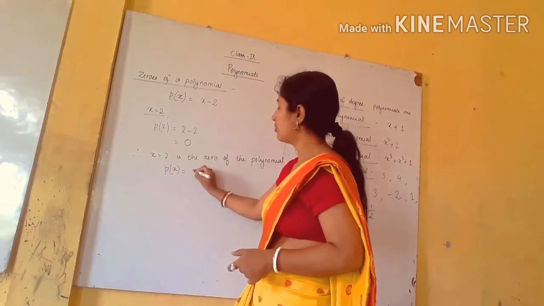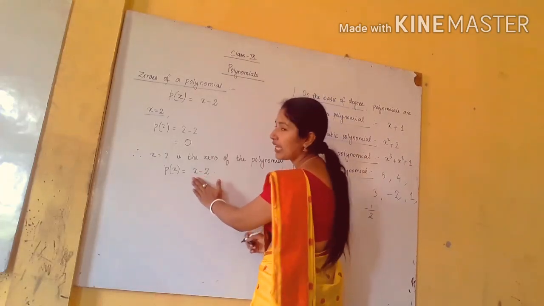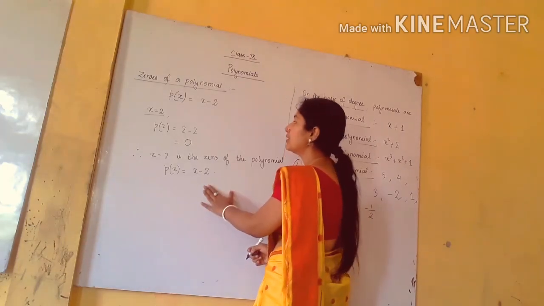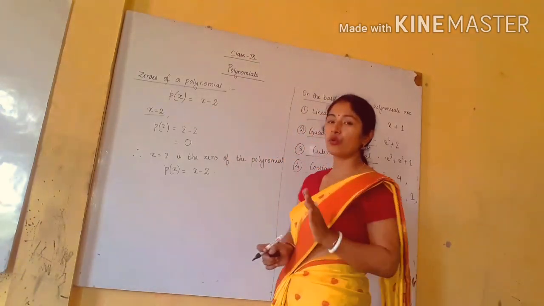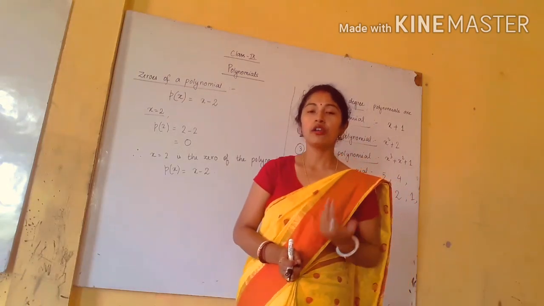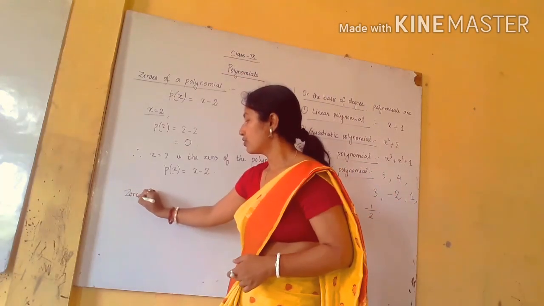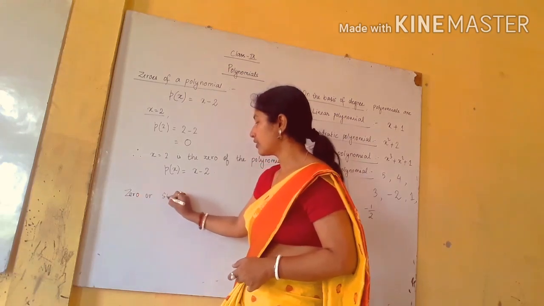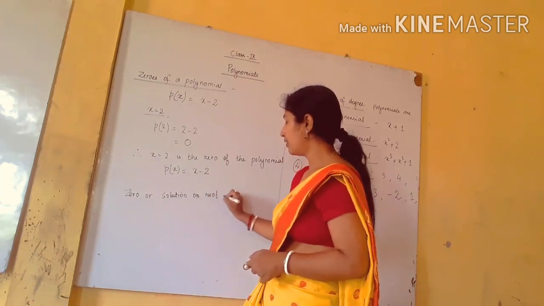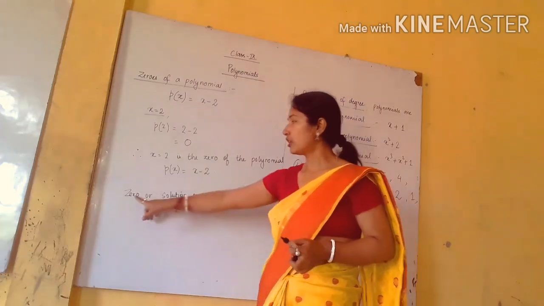Therefore x is equal to 2 is the zero of the polynomial p of x is equal to x minus 2. Here we cannot put any other number so that the value of p of x becomes 0. That means this particular polynomial has only one zero. You can say zero, or solution, or simply root. There are different names you can see in the book. So this is also called root, solution, or zero.